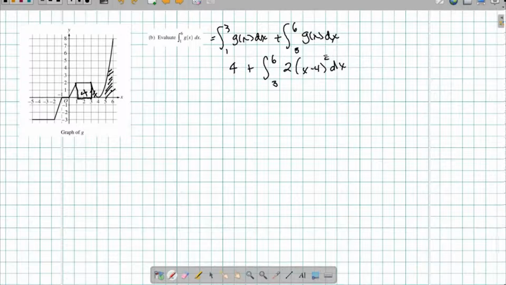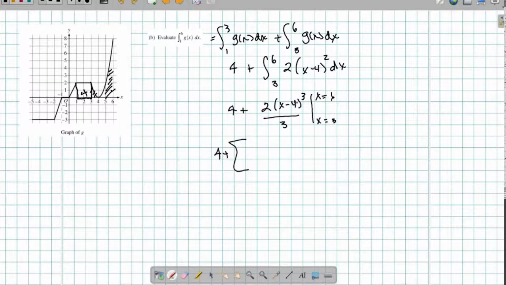So I'm going to have to integrate this using the power rule, using the chain rule, but in this case, u substitution where u' is 1. So it's going to be 4 plus this is going to be 2 times my expression cubed over 3, which I'm evaluating from x equals 3 to x equals 6. So this is going to be 4 plus this expression. I'm going to have 6 minus 4, which is 2 cubed times 2 over 3, minus, here I'm going to have 3 minus 4, which is negative 1 cubed times 2 over 3. And again, this is a perfectly acceptable answer. I could leave my answer in this form, and there's no reason for me to do any more math at this point.